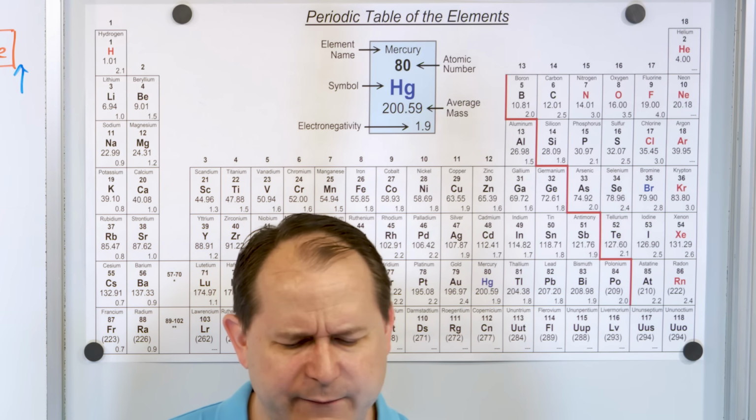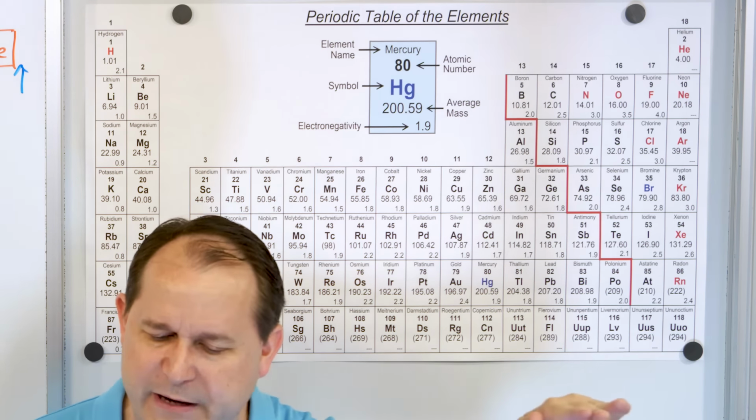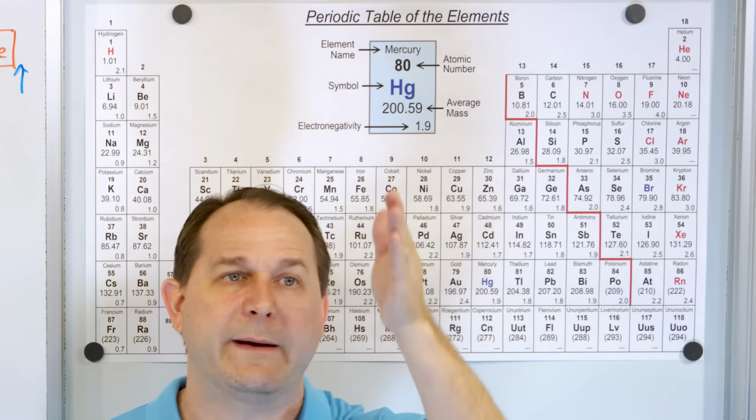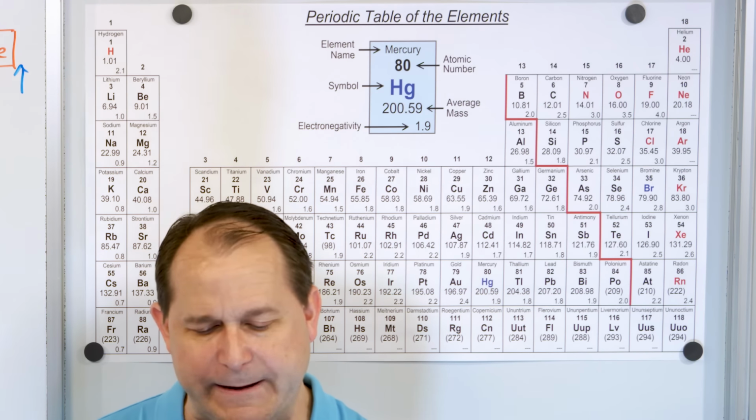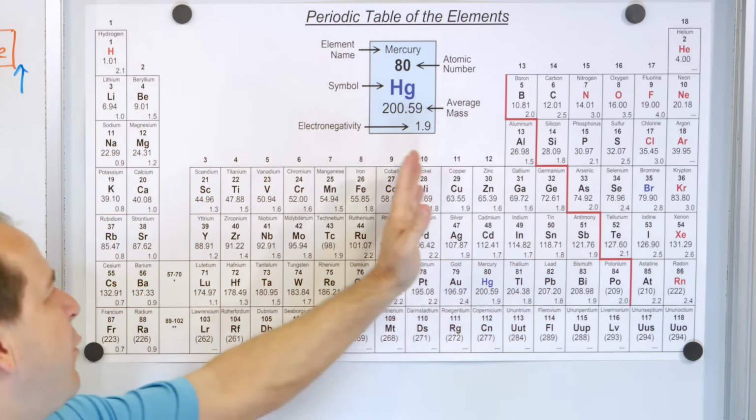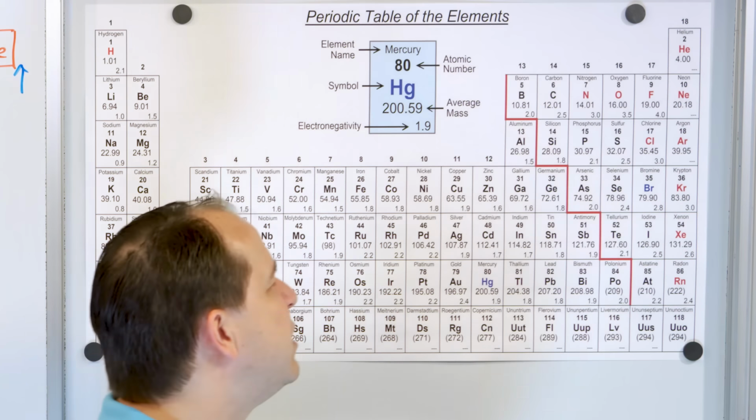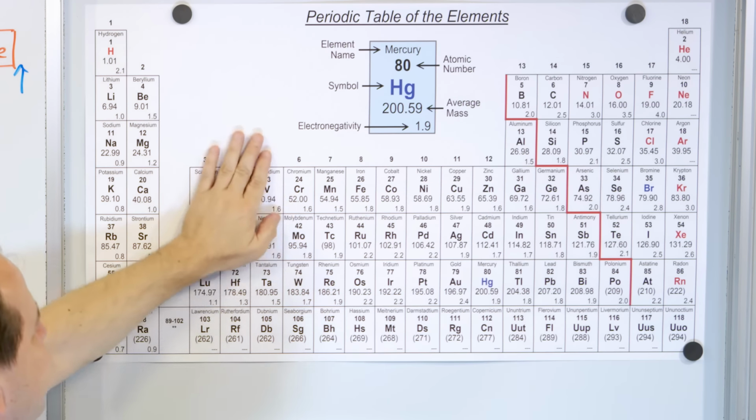So I want to make sure I get through everything because I have a lot of stuff to say. We talked about the periods, we talked about the groups, we talked about the properties of the elements in the groups being the same. Now, on the left-hand side of the table, we have the metals. On the right-hand side of the table, we have the non-metals. In the middle, we have the transition metals.